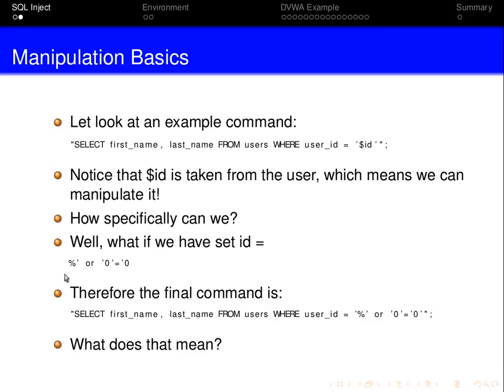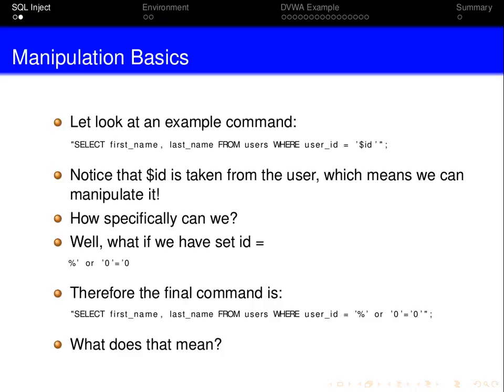If we set ID equal to %, quote, or quote 0 equals quote 0, it would become select first name, last name from users, where user ID equals %. We'll say that never happens. Or 0 equals 0, which always happens. So what does that mean? The % means that it's not going to ignore whatever came before that? Well, the user ID has to be %. Anything. Oh, okay. Which never happens. Which I guess always happens, but yeah, we'll say never happens.